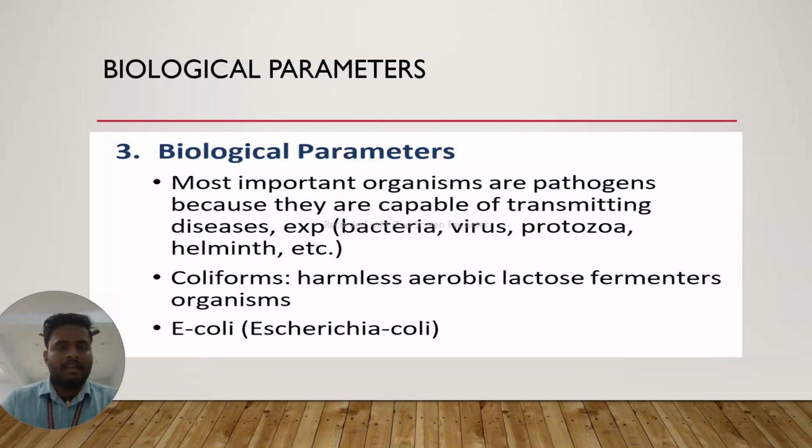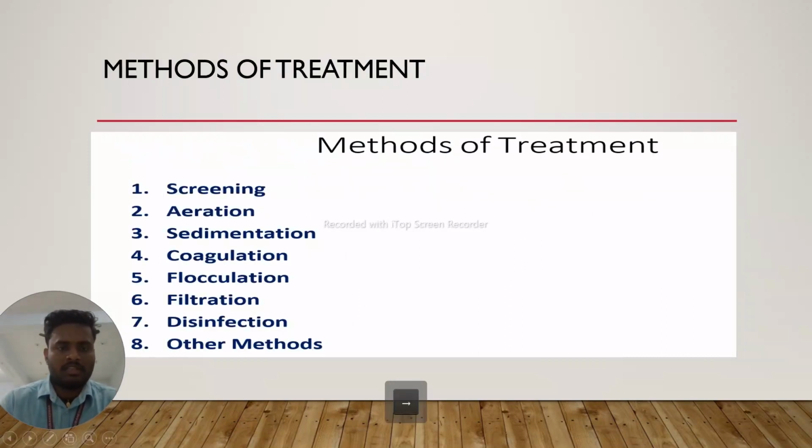So finally we have reached the biological parameters. The most important organisms are pathogens, because they are capable of transmitting disease, like bacteria, virus, protozoa, and helminths. So those are the most important biological parameters: coliform, aerobic bacteria, and E. coli. These are the biological parameters we have to look at.